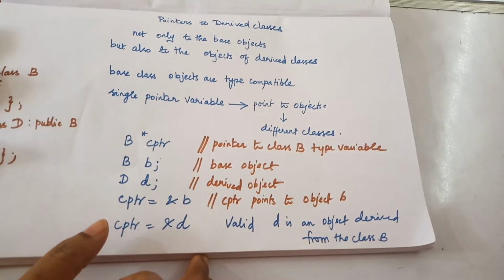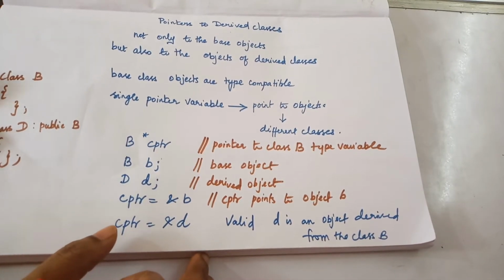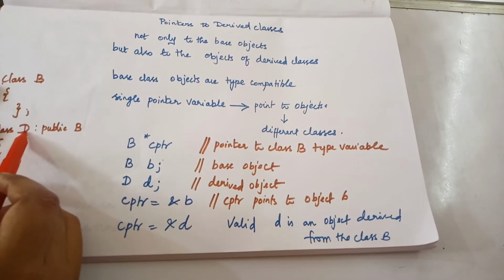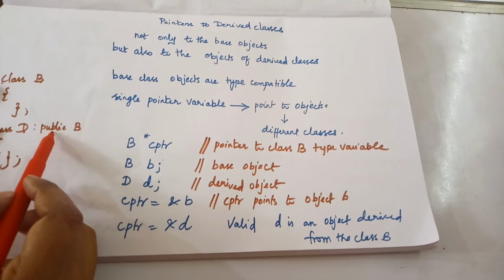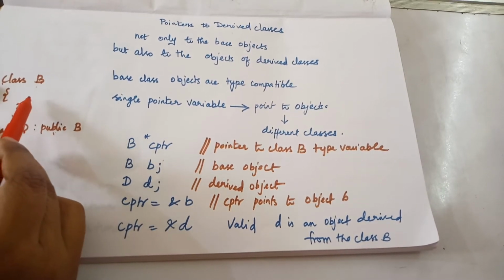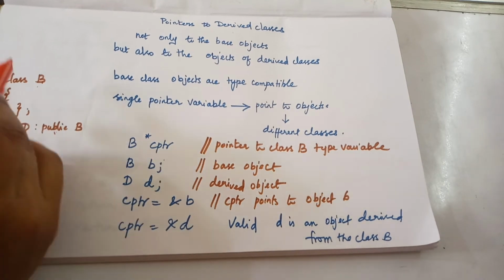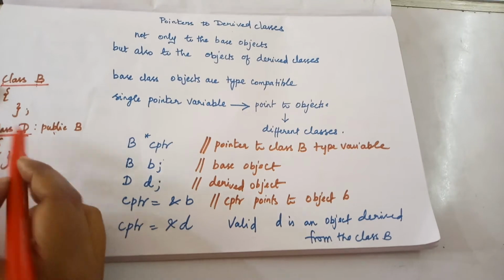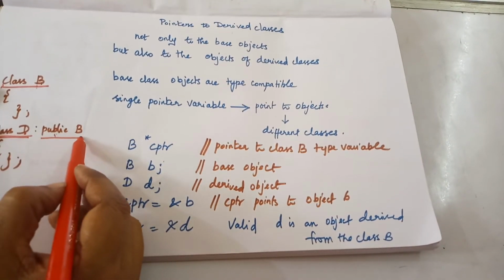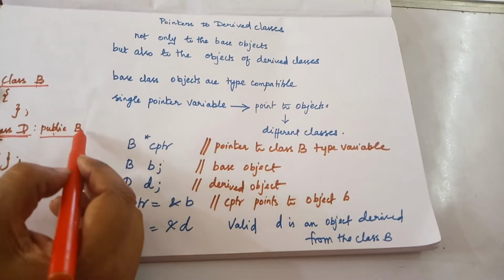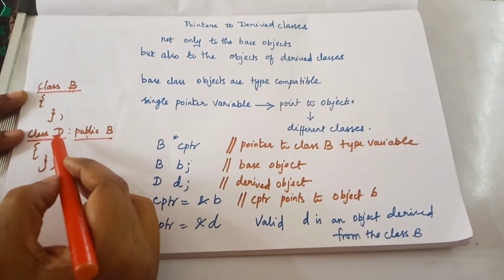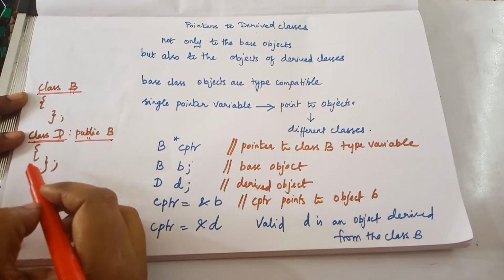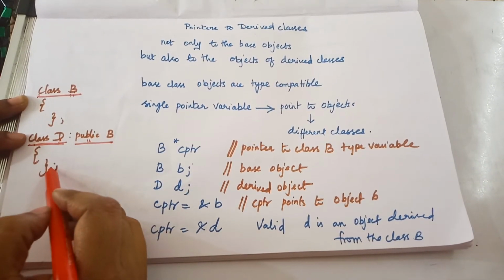Right? See here, class B and class D. It is derived publicly, so the B characteristics are inherited in D. B represents the base class, D represents the derived class. Here we are using single inheritance. Okay. For this we can create a pointer.